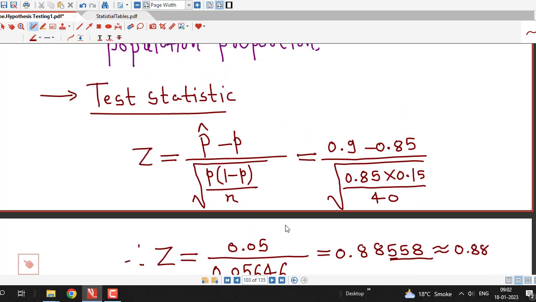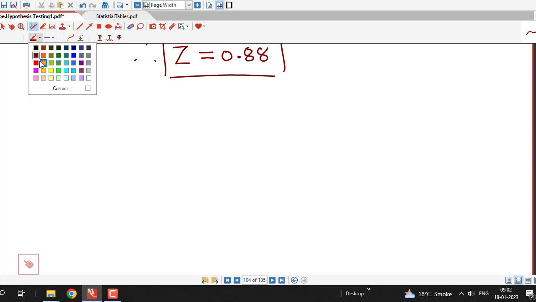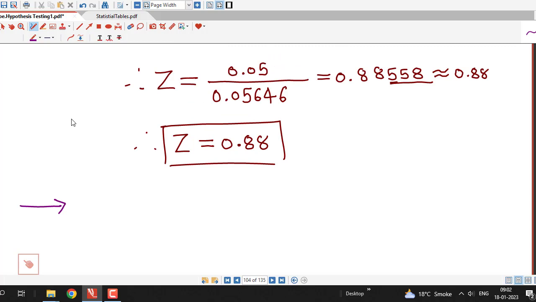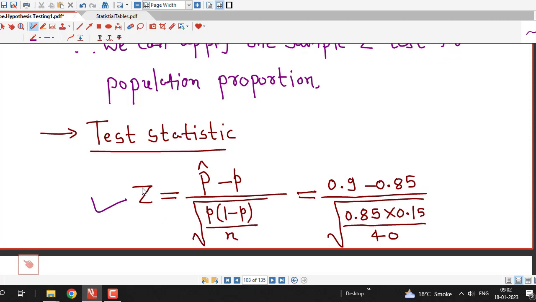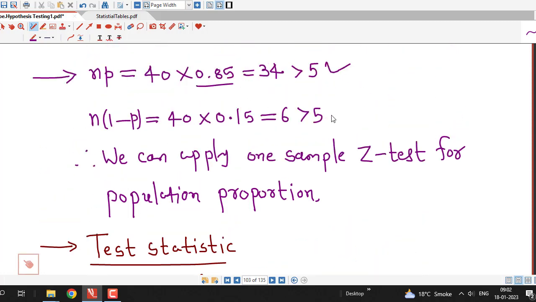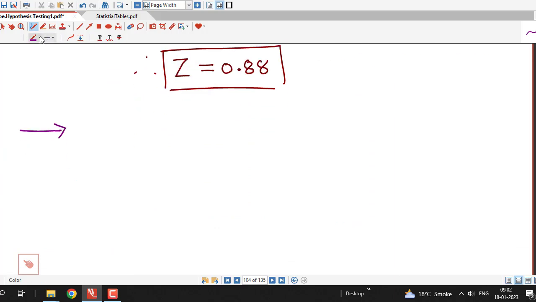Therefore the calculated value of the Z statistic up to 2 decimal places is 0.88. Now once we calculate the test statistic, we have to find the critical values for the given distribution Z. Here this test statistic is approximately a standard normal random variable because these two conditions are satisfied. So now we find the critical values. For that we roughly sketch the graph of the standard normal random variable. It is approximately a bell-shaped curve.